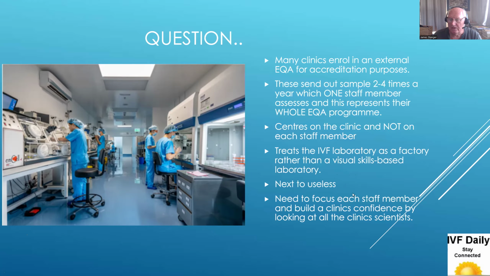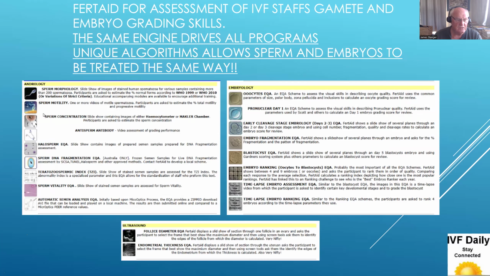I intended more to focus on staff members and build a clinic's confidence by looking at the skills of each individual scientist. So these are the schemes that I do. Some are current, some are no longer current. Sperm morphology, sperm motility. These are a slideshow of a number of sperm that you can then estimate morphology. These are a video. Sperm concentration, also slideshows. This one is for the number of beads being bound to individual sperm, an estimate of anti-sperm antibodies.